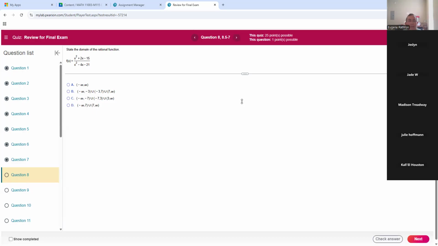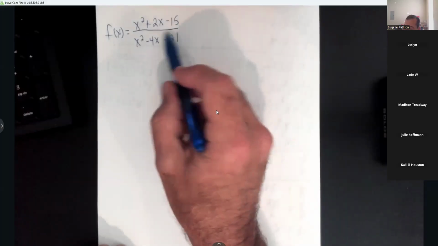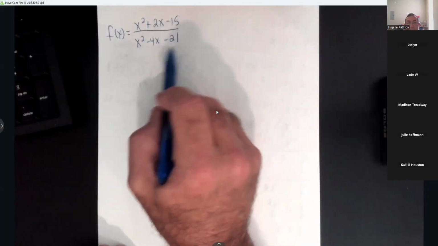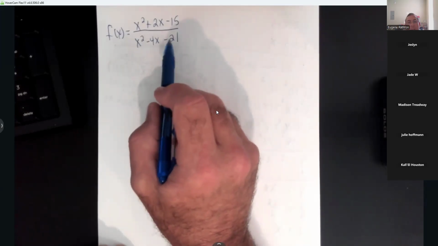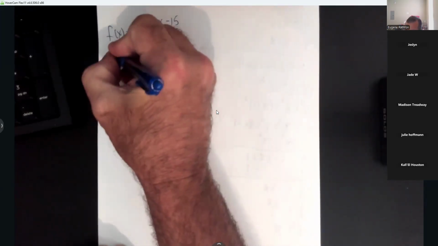All right, y'all, what are they asking us here? State the domain. And notice they got them all in the interval notation. So let me write that down. F of x is x squared plus 2x minus 15 over x squared minus 4x minus 21. Okay, so on the domain, all we're worried about is that the bottom of this fraction cannot equal 0 because that makes it undefined. So to solve it, I set the bottom equal to 0.